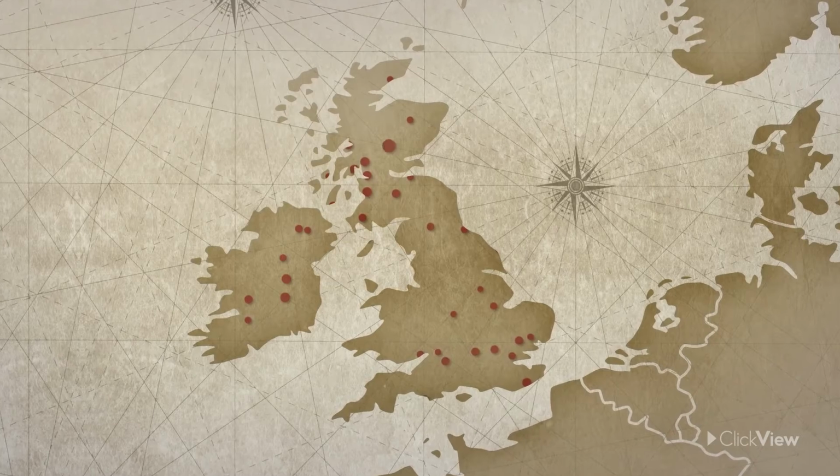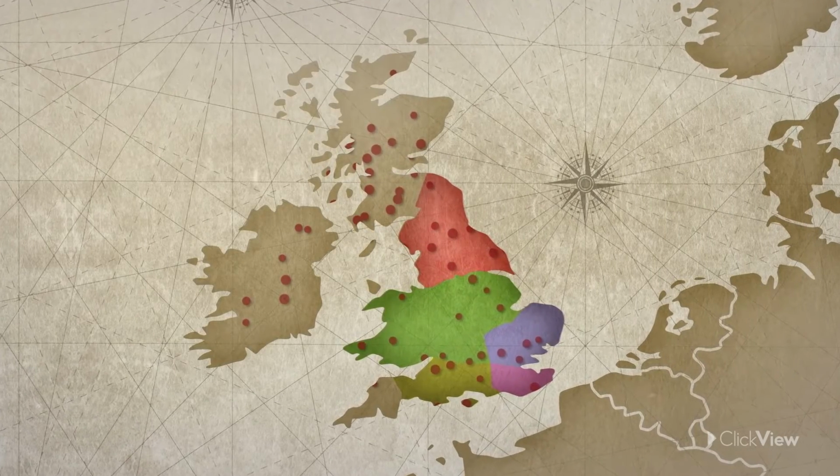Initially, there were many small tribal kingdoms, but over time they amalgamated. The Anglo Saxon governments that developed in these kingdoms influenced the beginning of the Westminster parliamentary system that exists today.